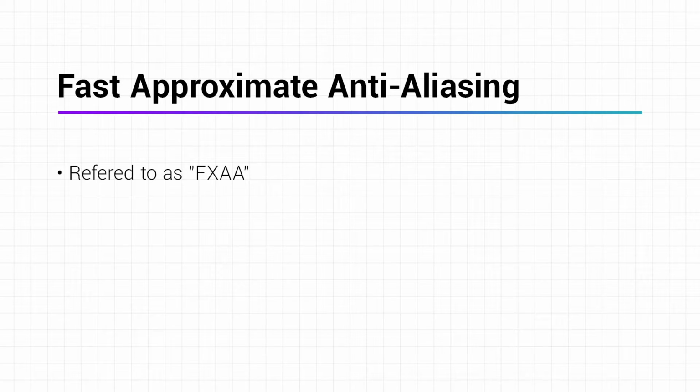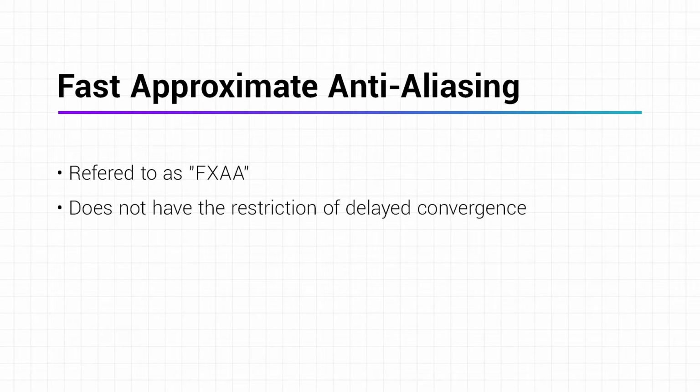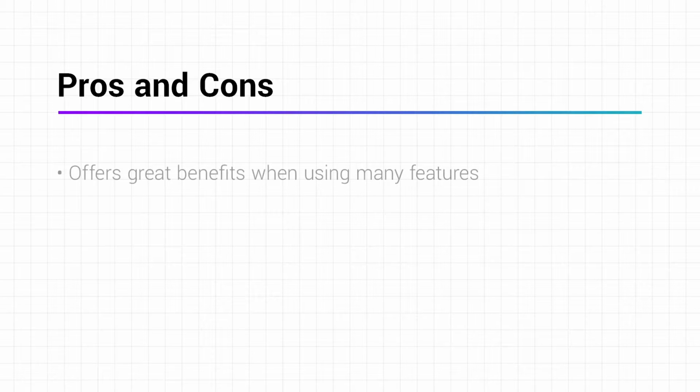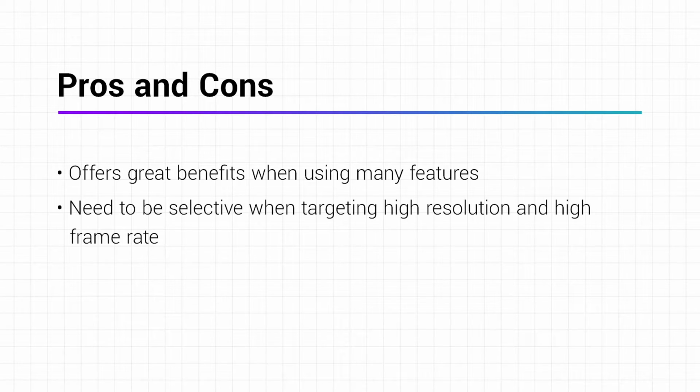FXAA, or Fast Approximate Anti-Aliasing, is another modern solution to the same problem without the restriction of delayed convergence. These two anti-aliasing techniques rely on reading back render target contents and therefore suffer on mobile because of its limited memory bandwidth. So deferred shading offers great benefits when using many features, but for VR, we have to target high resolution and high frame rate, so we have to be very selective on the needed features.